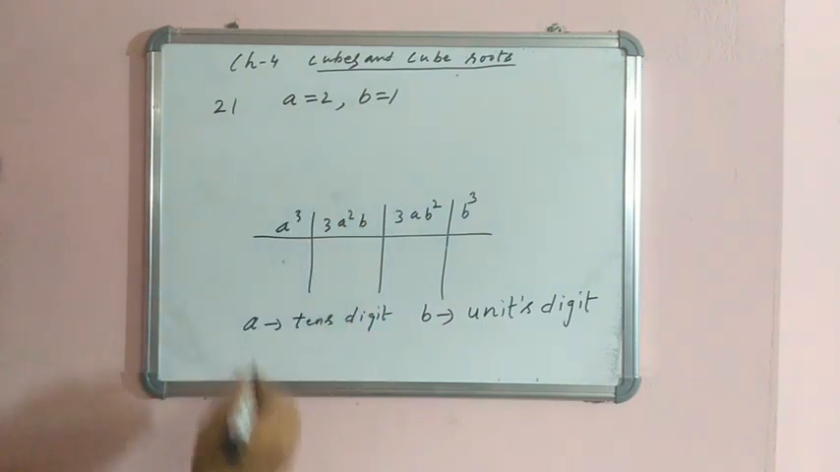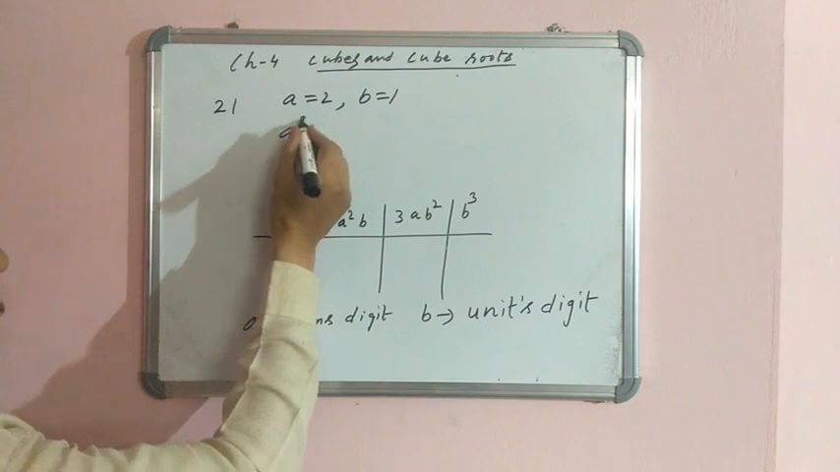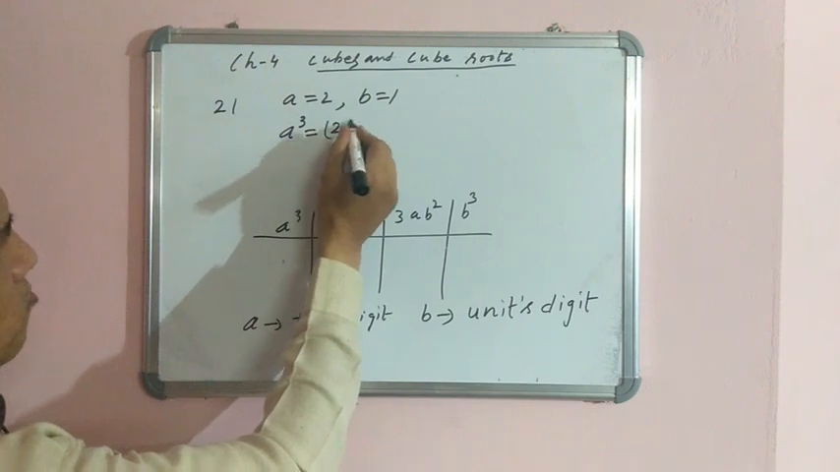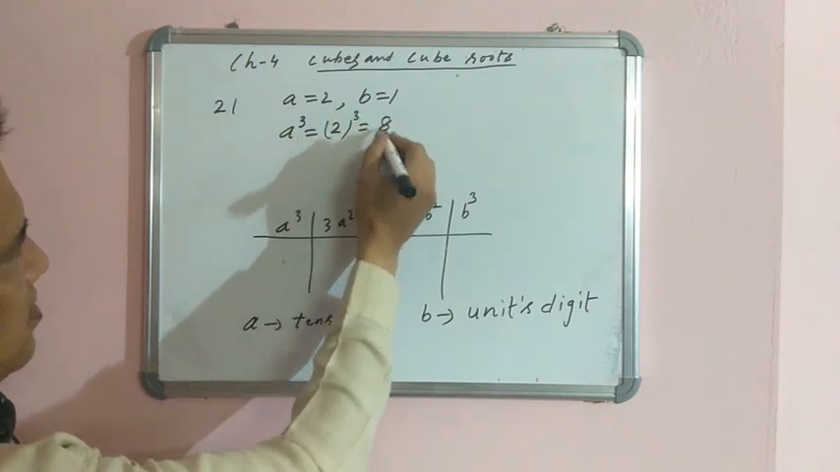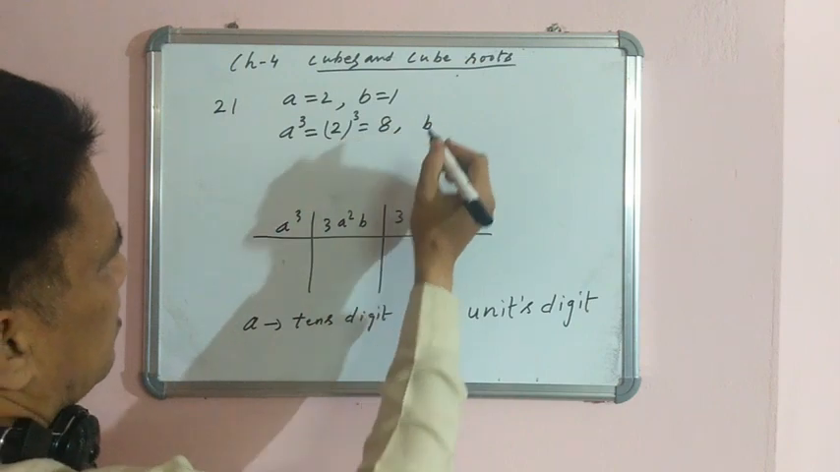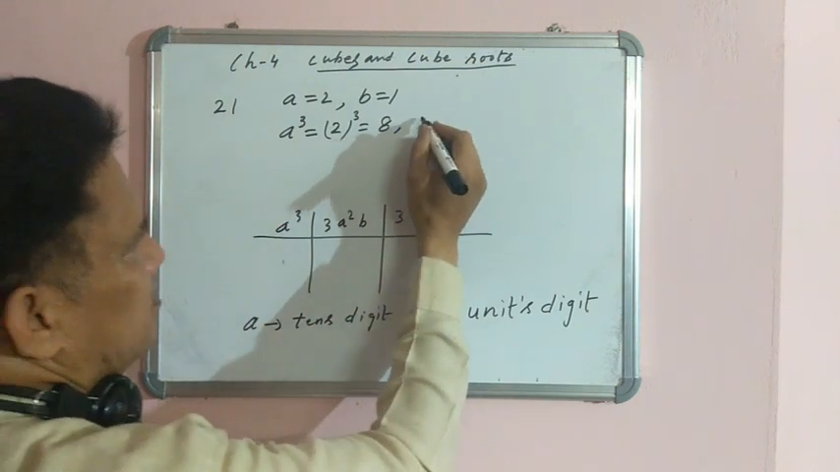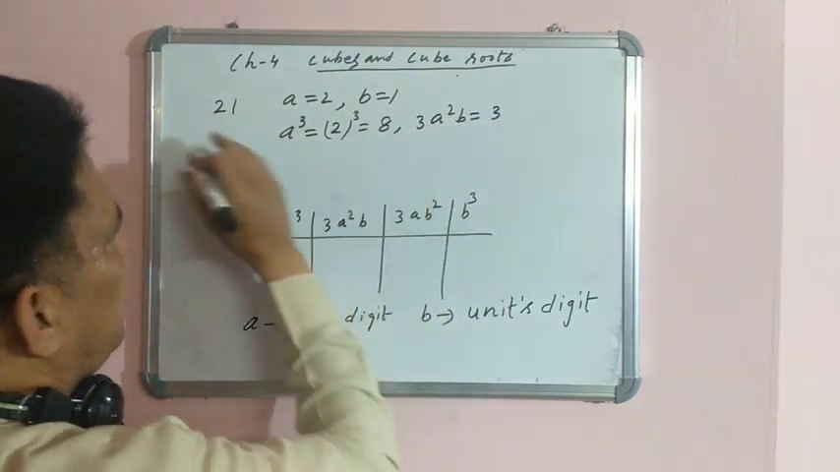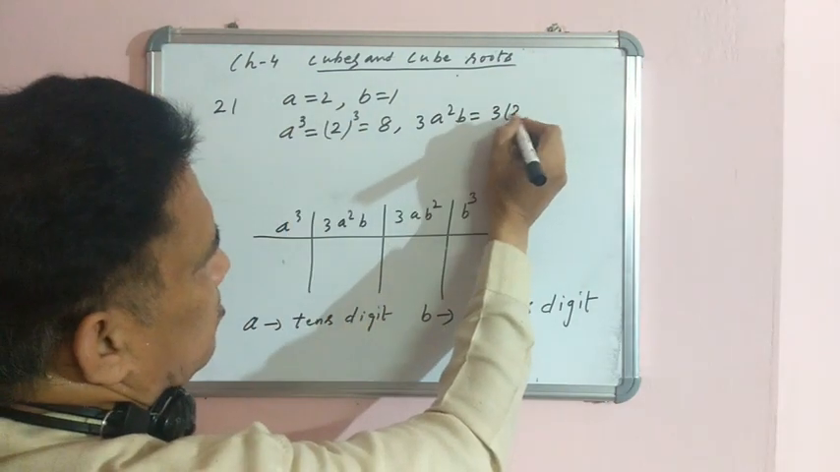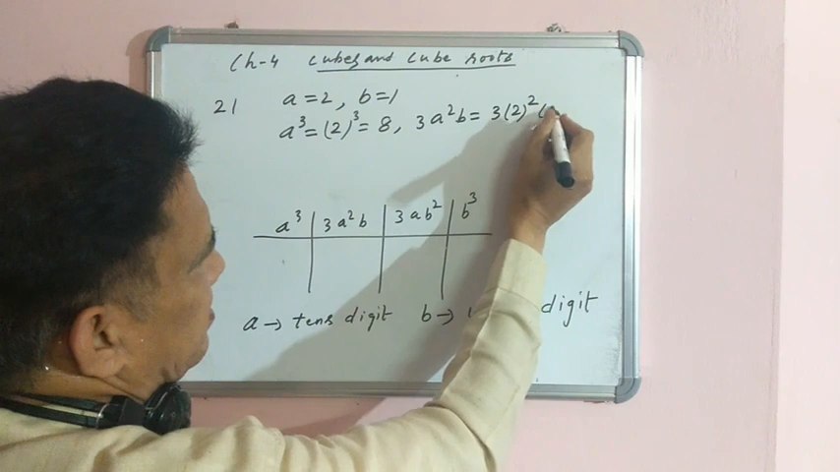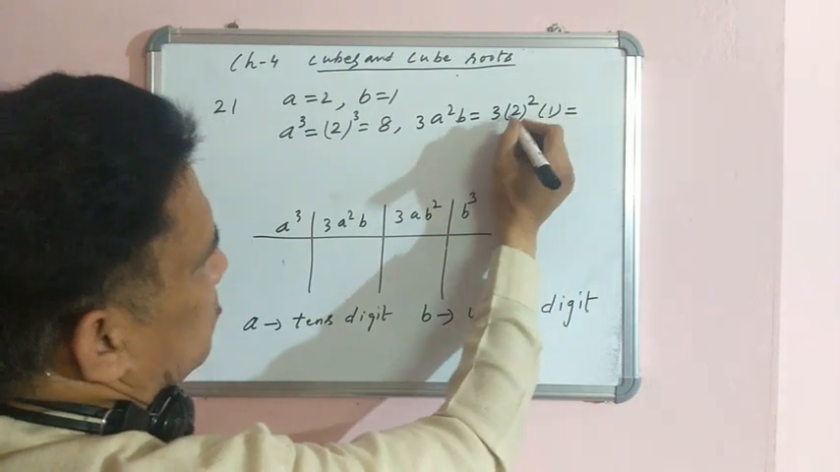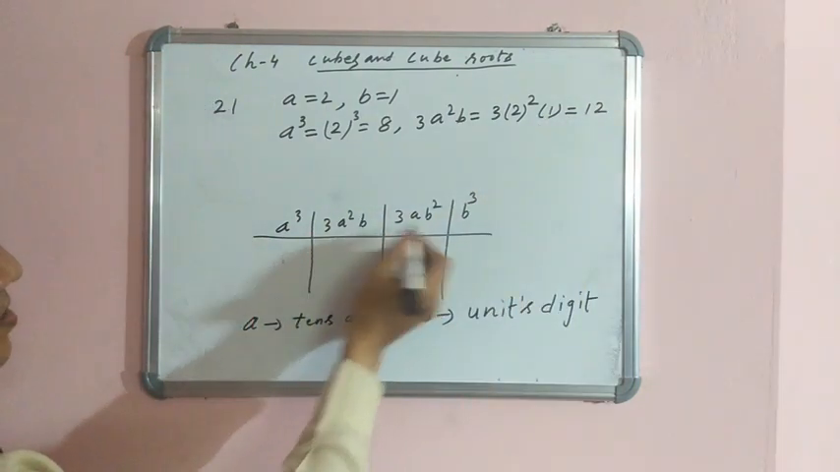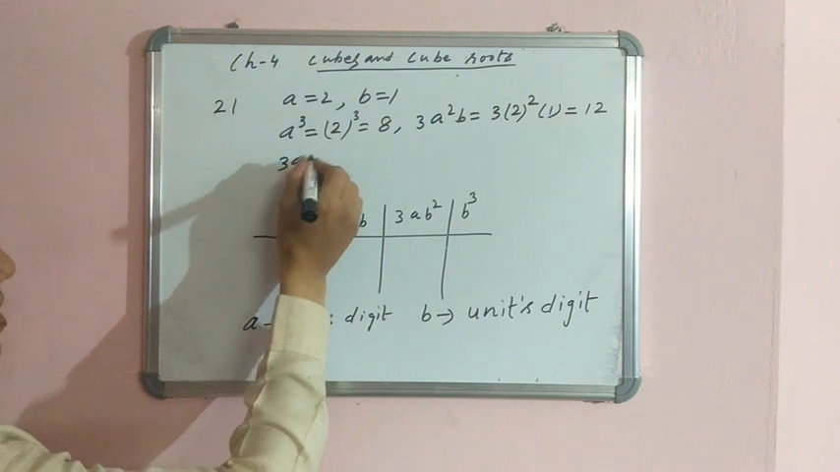So first we will calculate a cube. a cube, here a is equal to 2, so 2 cube is equal to 8. Now we calculate 3a square b. This is equal to 3 into a square, the value of a is 2, then the value of b, that is 1. So what are we getting? 4, 12 here.